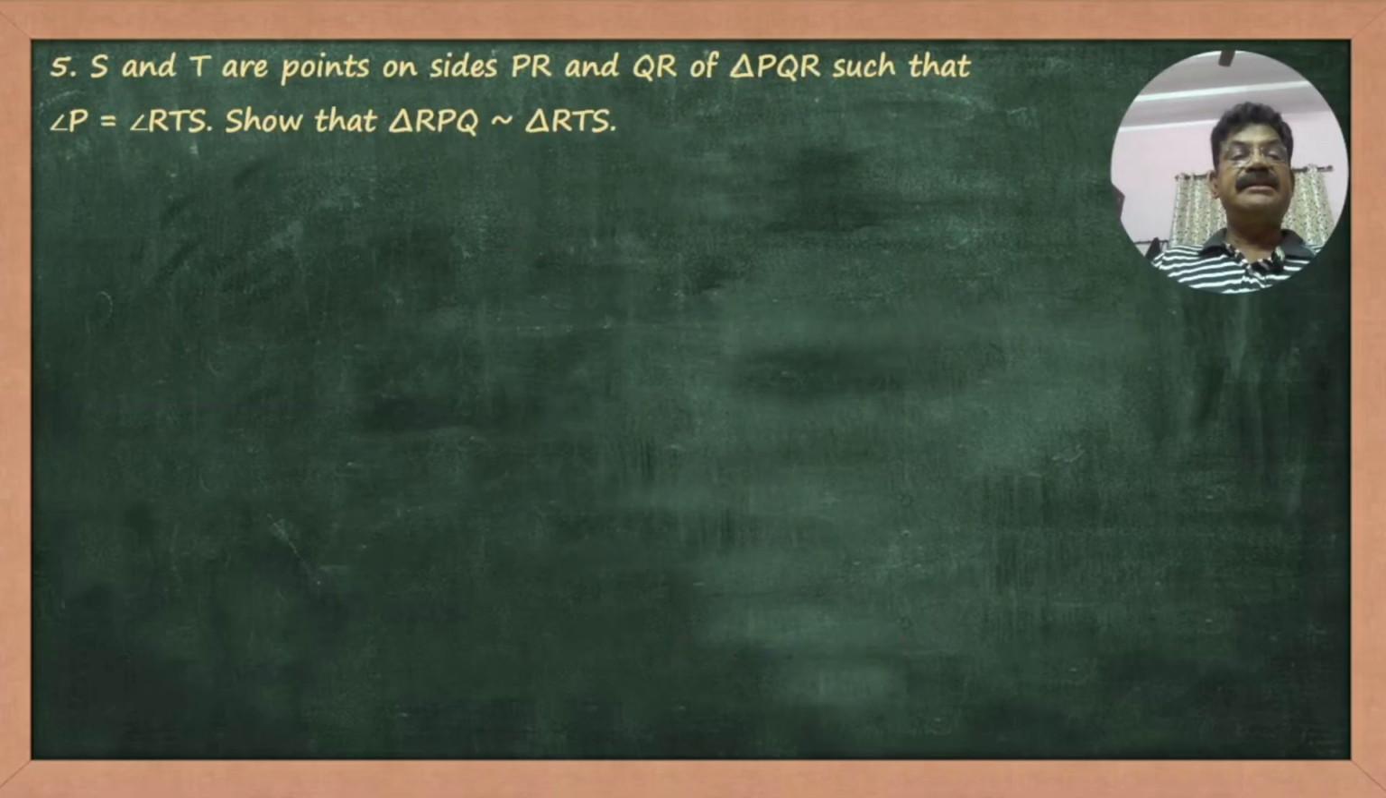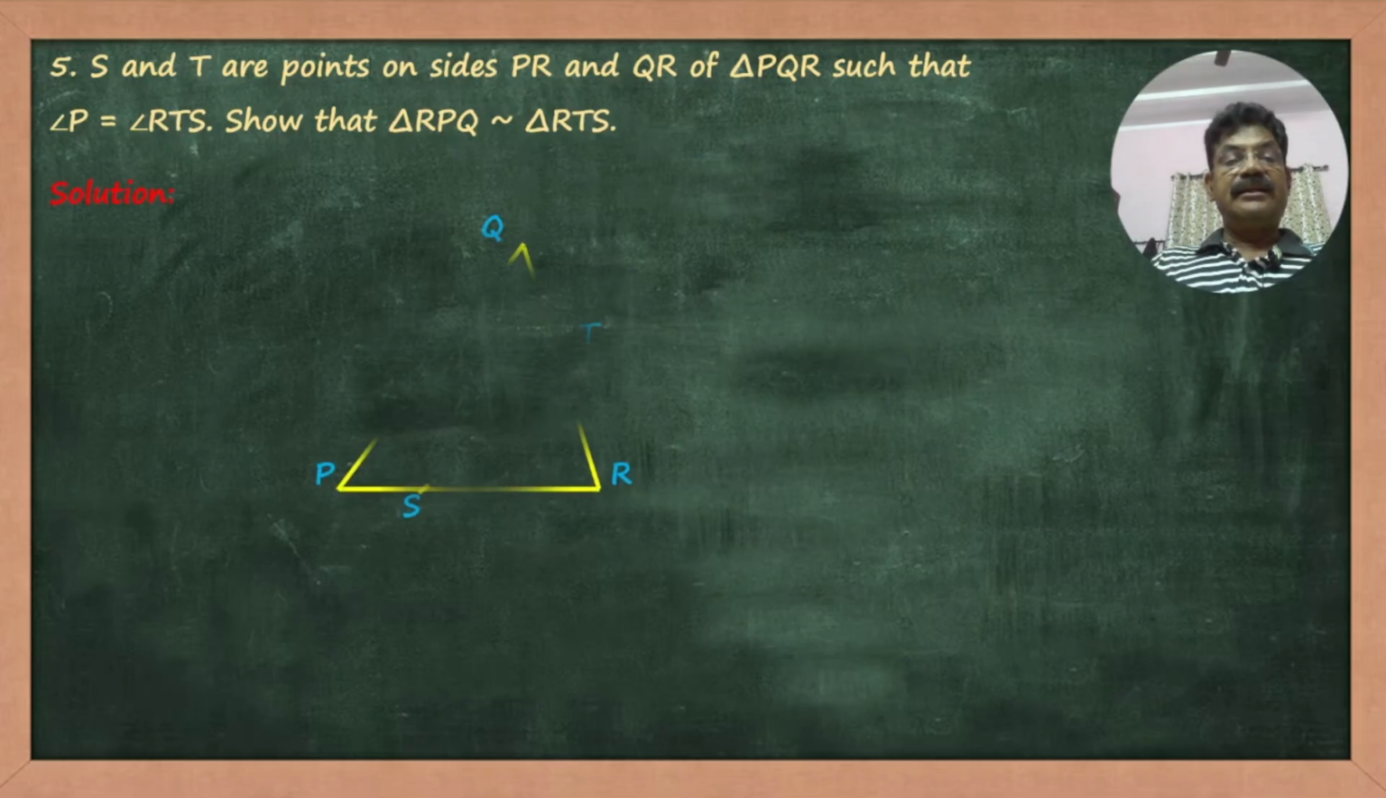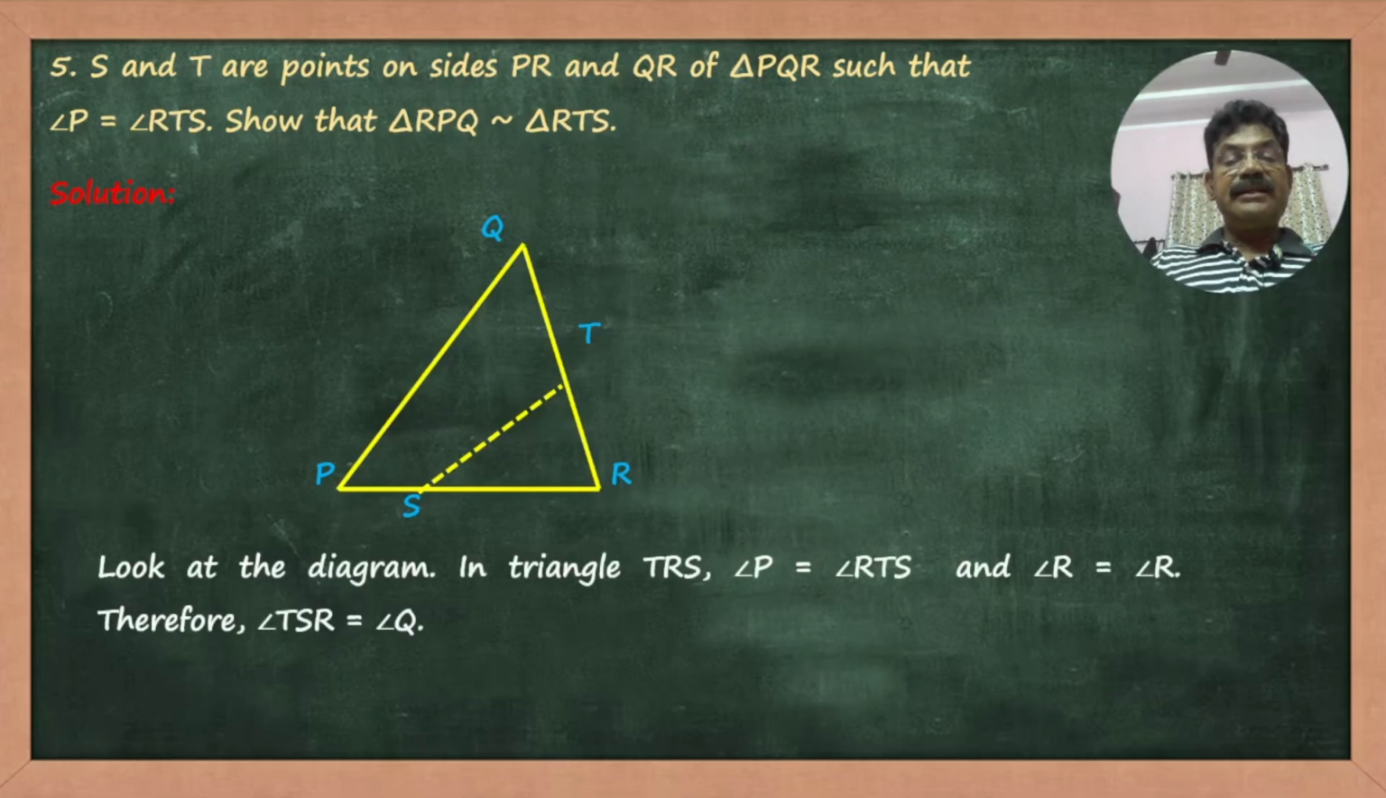Problem number 5. S and T are points on sides PR and QR of a triangle PQR such that angle P is equal to angle RTS. Show that triangle RPQ is similar to triangle RTS. You consider this triangle PQR. So S and T are points on the sides PR and QR respectively. We are given triangle TRS, angle P is equal to angle RTS and angle R is equal to angle R. Therefore, angle TSR is equal to angle Q.